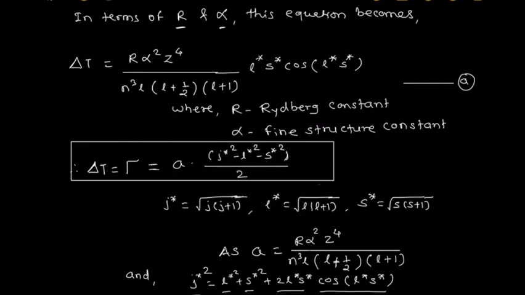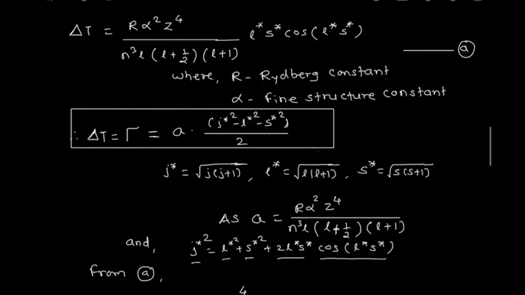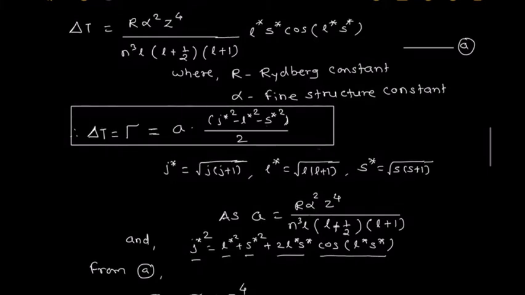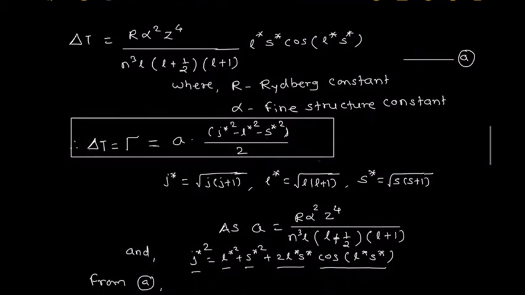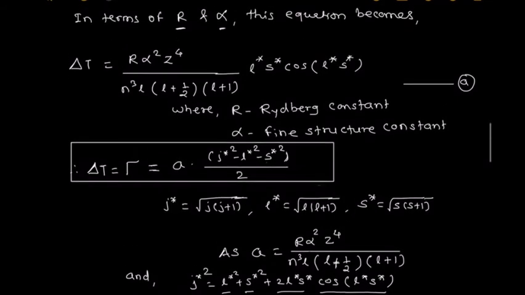Now, what is J star? In wave mechanics, J star is equal to under root J into J plus 1. If you take the square, J star square is equal to J into J plus 1. Similarly, L star equals under root L into L plus 1, and S star equals under root S into S plus 1. Now, the term shift in wave number, that equation we defined here, earlier the equation A in terms of R and alpha.